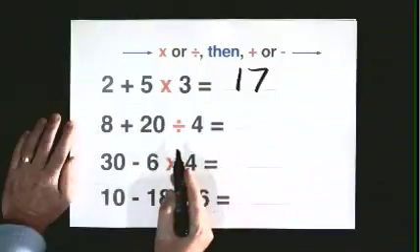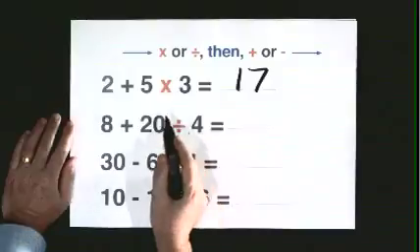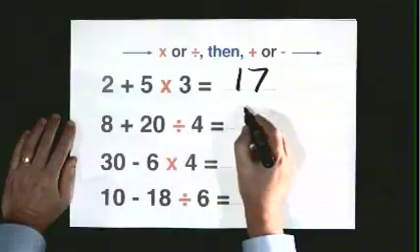Left to right, we must do the divide first. 20 divided by 4 is 5, 8 add 5 is 13.